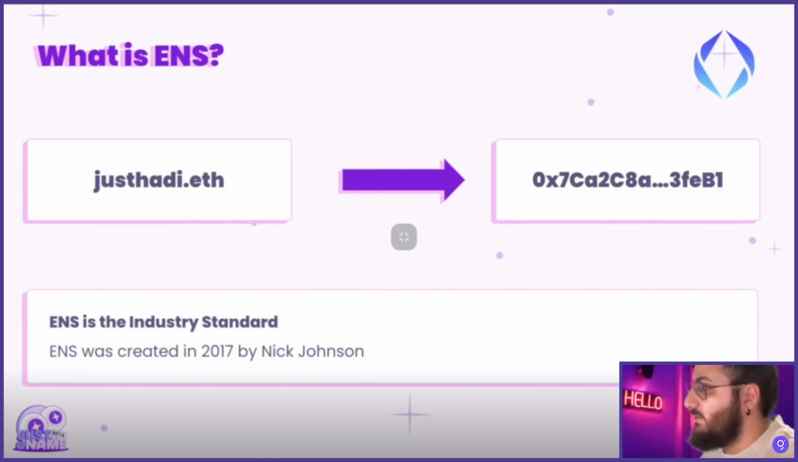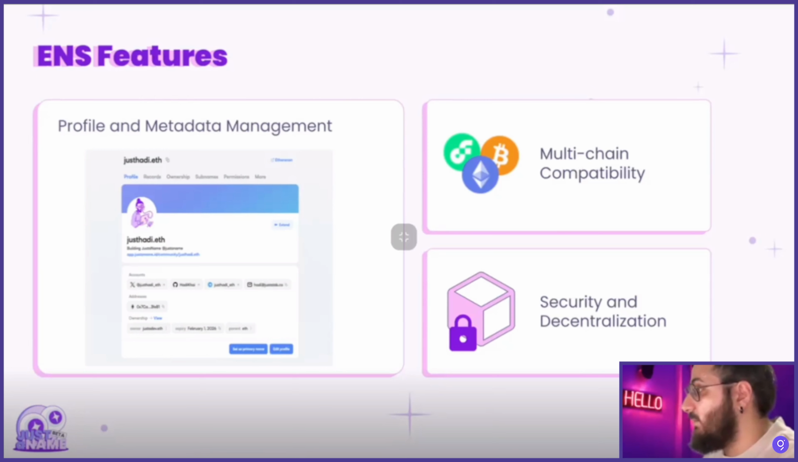ENS also offers multi-chain compatibility. So your ENS name isn't only limited to your Ethereum address. You can attach different addresses from different blockchains, such as a Bitcoin address or Litecoin address, all in the same ENS name. So this makes managing multiple blockchain identities much simpler. Lastly, ENS is built on the Ethereum blockchain, which ensures security and decentralization. So you get all the reliability and security of the Ethereum network backing your ENS name.